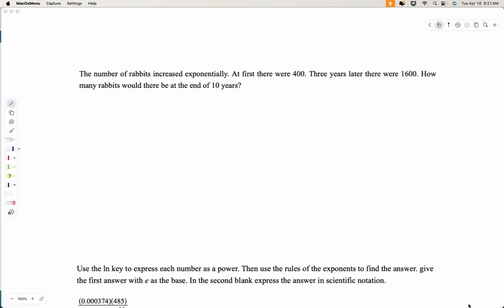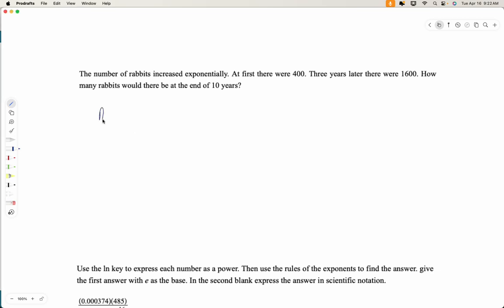All right, so the number of rabbits increased exponentially. Now, I cannot seem to find this in the textbook. It could just be because I'm blind and haven't had enough coffee yet. So let's see if we can just go ahead and solve it without having to have the solution, which would be great. At first there were 400, so that's our original amount.